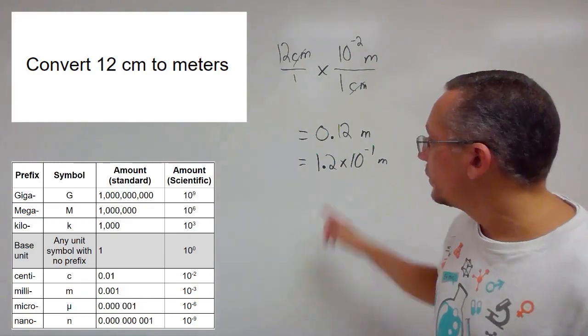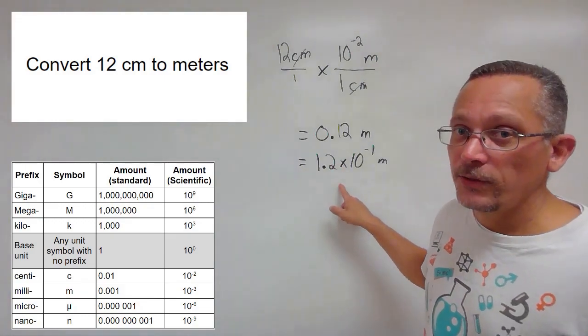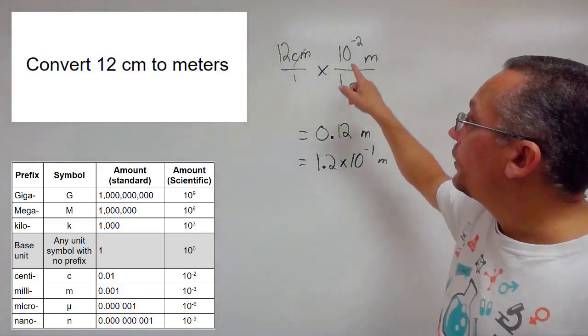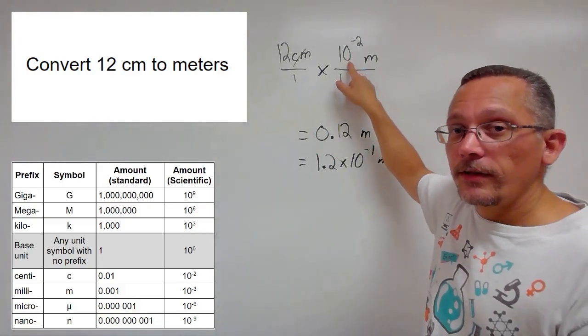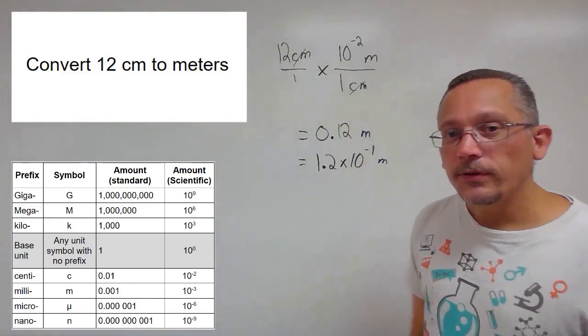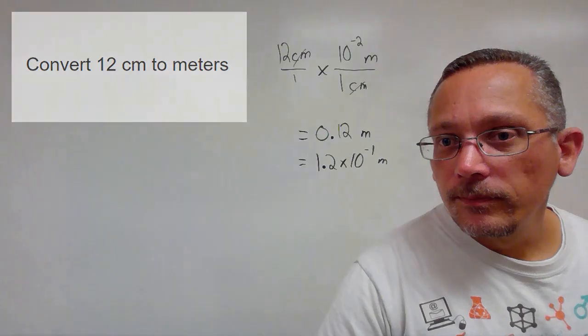If you're in the honors class, you should definitely be able to do the scientific notation. If you are not in the honors class and you want to use the standard number rather than the scientific number, it's perfectly acceptable. So there's an example of how we do this kind of problem.